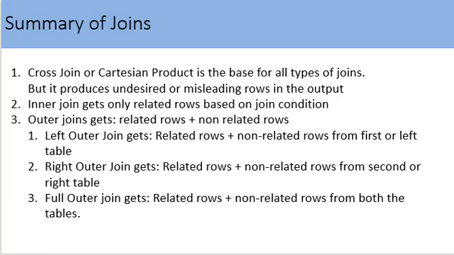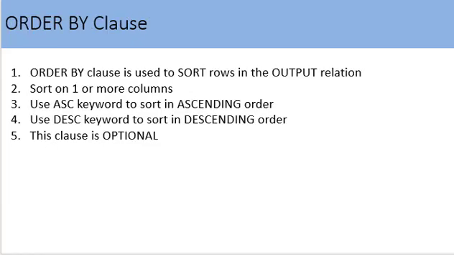Left outer join gets non-related rows from the first table in addition to related rows from both the tables. Right outer join gets non-related rows from the second table in addition to the related records from both the tables. Full outer join gets non-related rows from both the tables in addition to related records from both the tables.